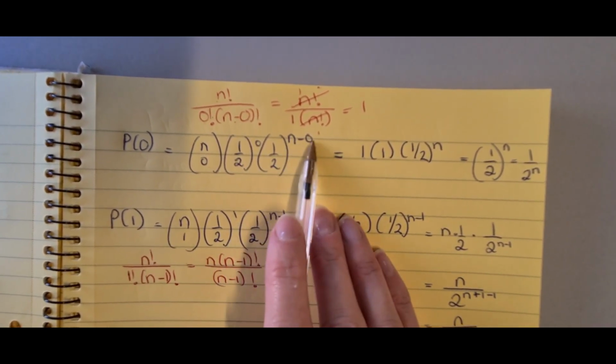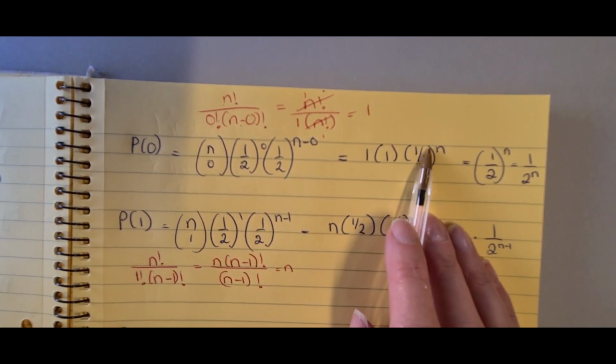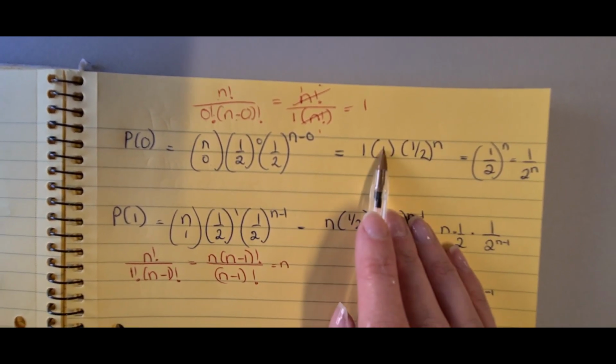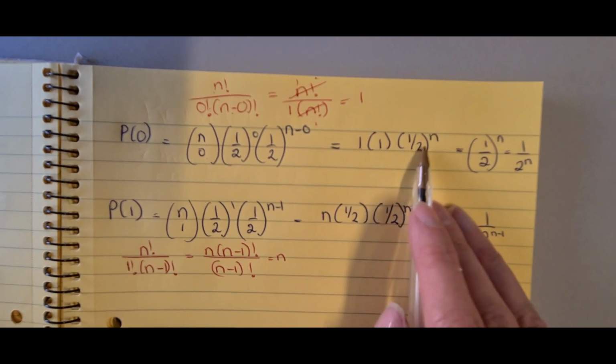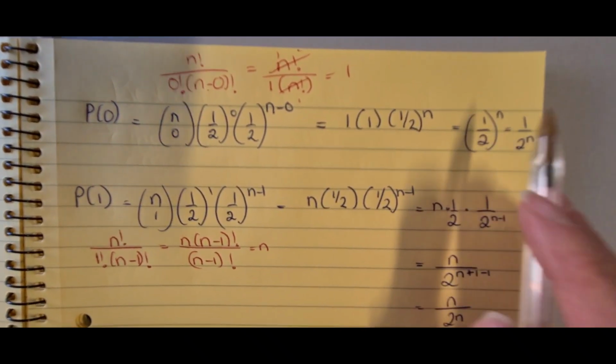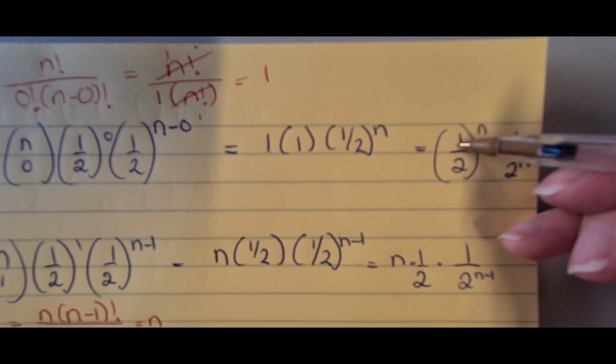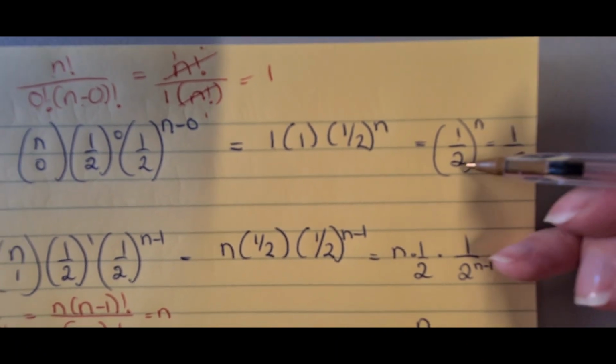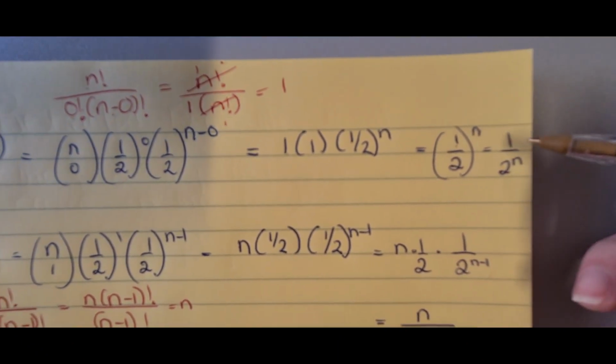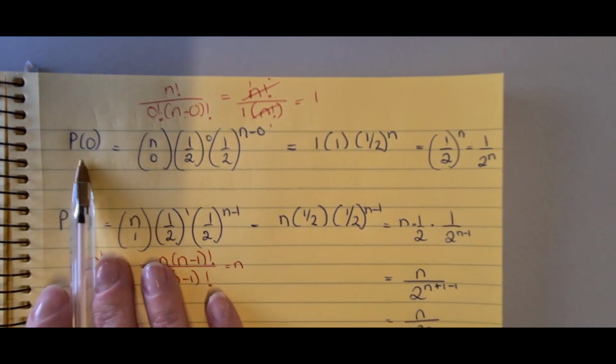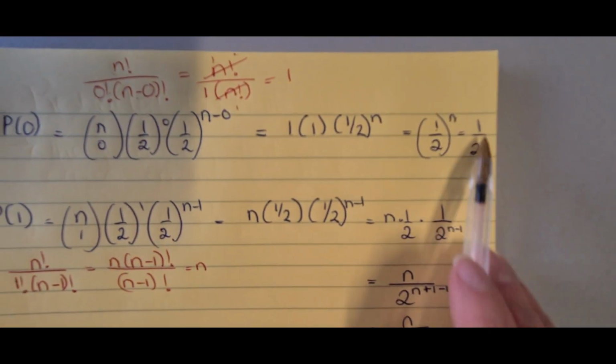And then a half to the power of n minus 0 is a half to the power of n. Rules of indices, right? 1 by 1 doesn't change anything, and multiplied by a half to the power of n is still going to be a half to the power of n. And then a half to the power of n means that's 1 to the power of n, which is just 1, and 2 to the power of n, which is 2 to the power of n. So I have simplified the probability of none is equivalent to 1 all over 2 to the power of n.